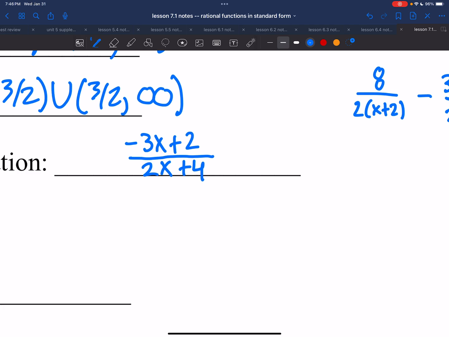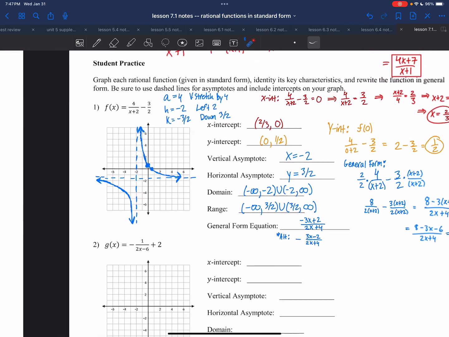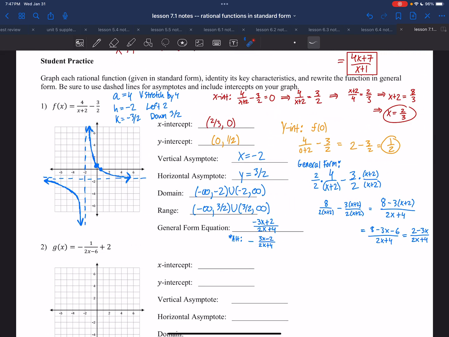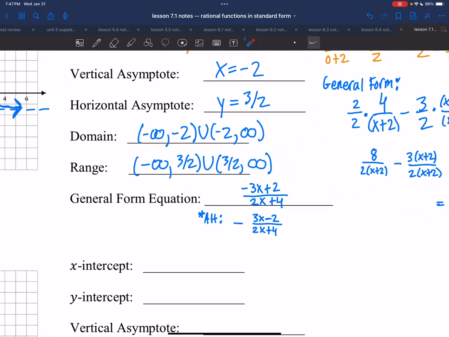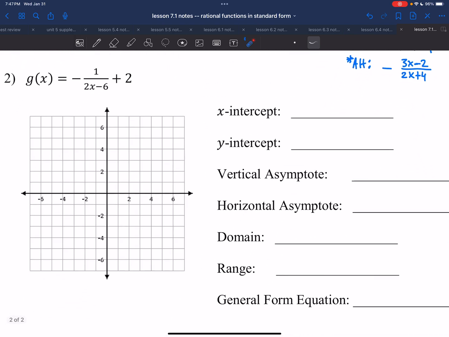I could also say, alternatively, you could write this as -3x minus 2 over 2x plus 4. That is equivalent and perhaps preferable, because that negative shows, I don't know what it shows. I guess it doesn't show anything. It's just a negative. Yeah, and there it is. Cool. All right, let's do another.